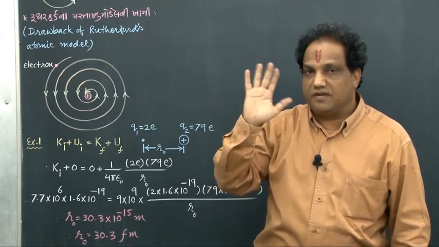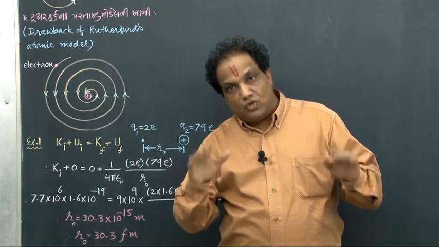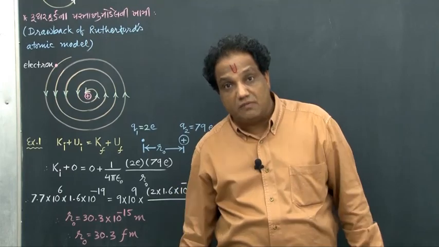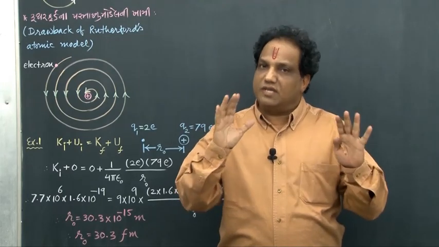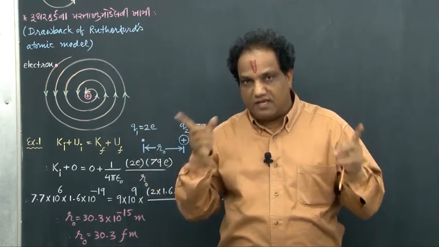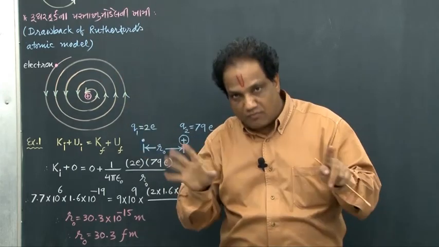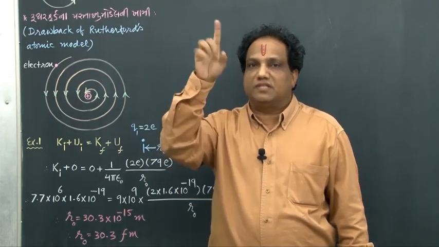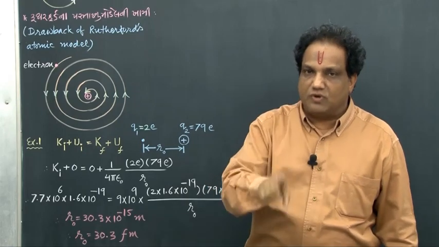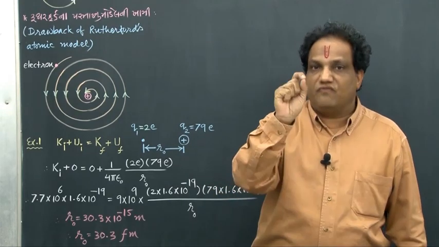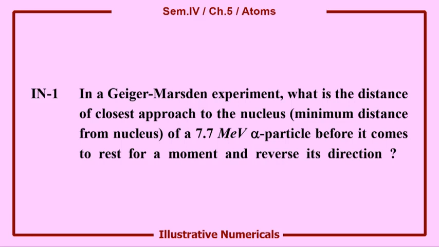Got it? Fine. Later on, a new model was proposed by Mr. Niels Bohr, and that model is quite better than this model. In that model, this drawback is removed, about which we will discuss in the next period. But at present, you kindly read this statement of the first illustration.